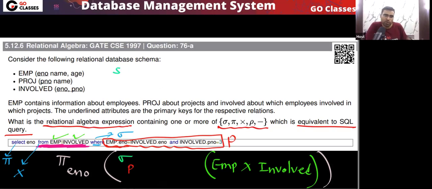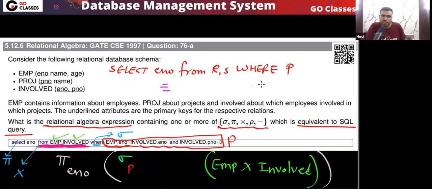So remember this very simple point. Whenever you have this type of query, select something, let's assume E number, from R comma S, where some condition P, then this is equivalent to first doing the cross product, then selecting tuples where this condition P is satisfied, and then projecting E number. So this is the answer. The same thing you can do here.